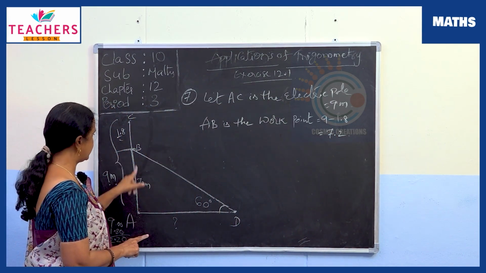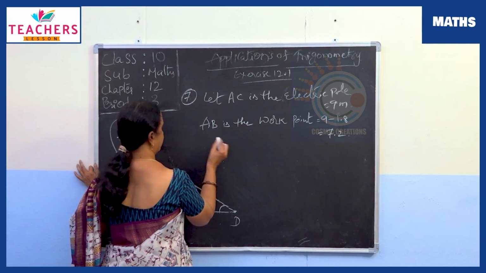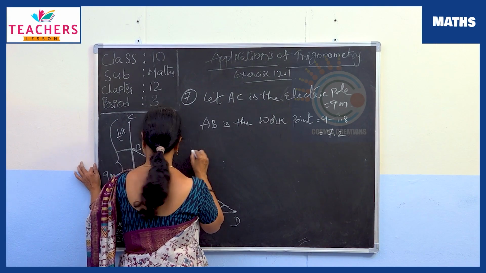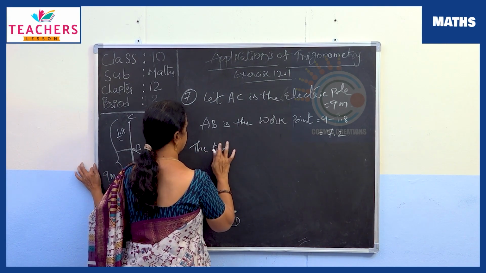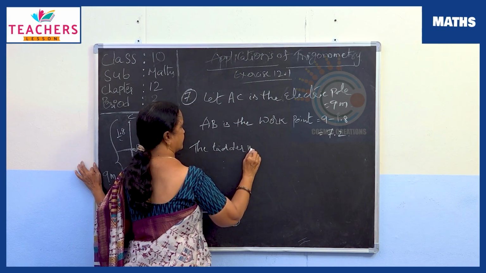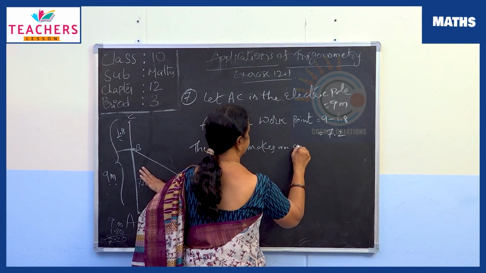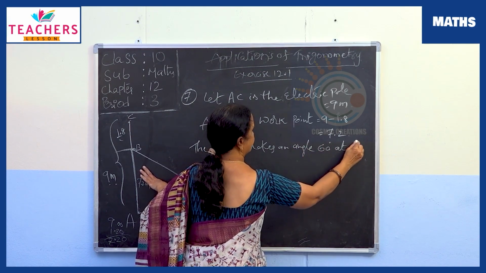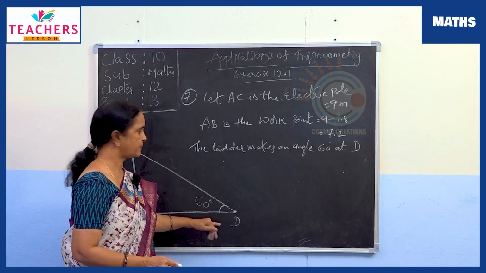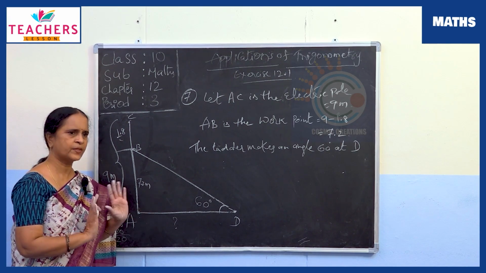Next, what is given? 60 degrees. Angle D. The ladder makes an angle of 60 degrees at D. This is the data given from the problem.